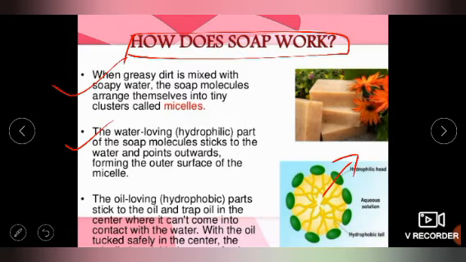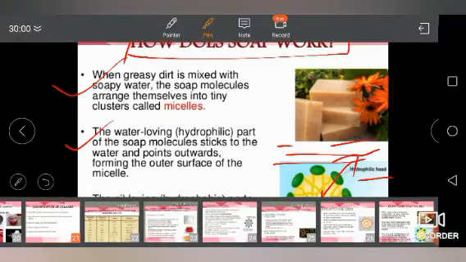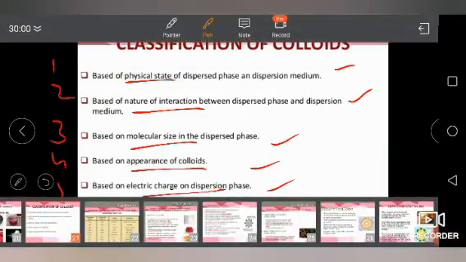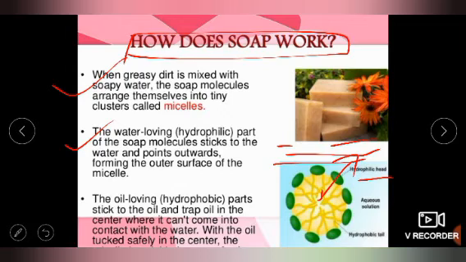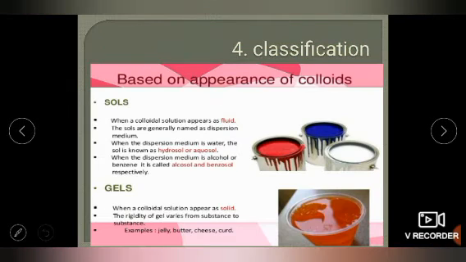This is the direction, that is the hydrophilic head, because water is here outside and dirt is here inside. And the oil-loving or dirt-loving hydrophobic part, which is against water, traps the oil in the center where it can come into contact with the oil, and then the dirt will be safely removed from the shirt or some place of cloth.